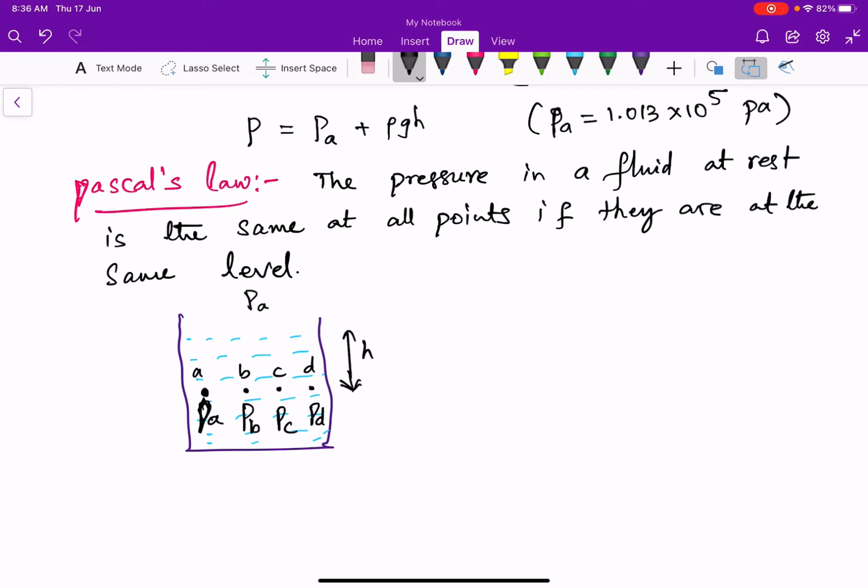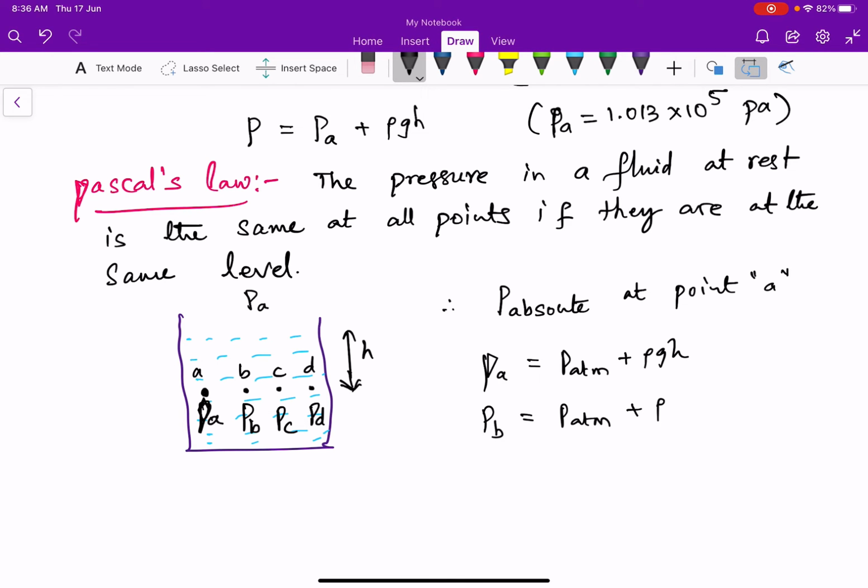And this top surface is open to atmospheric pressure. Therefore, the absolute pressure at point A is given by PA is equal to atmospheric pressure plus rho GH, and the absolute pressure at point B is given by atmospheric pressure plus rho GH again. Why am I writing H?